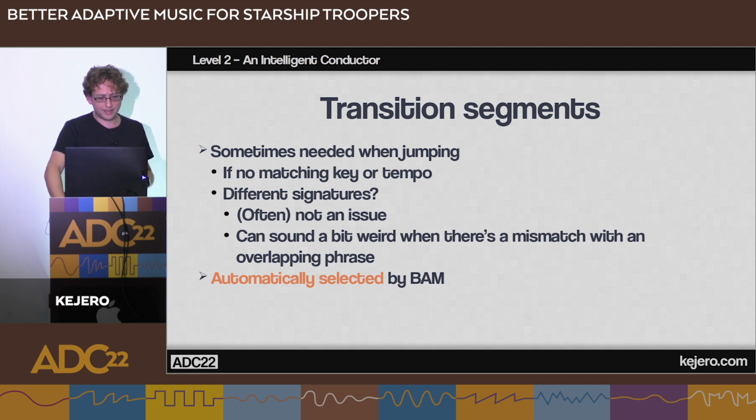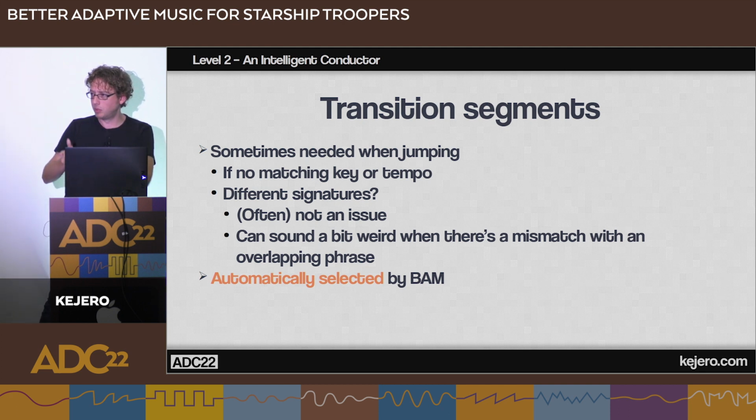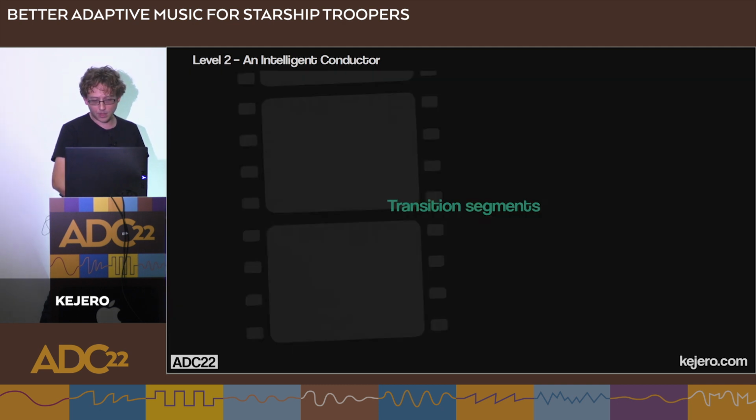But very importantly, these segments are always selected automatically by BAM. I do mark them as a transition segment, but BAM just looks at the metadata and then knows this is suitable at this moment in time to use as a transition. I have an example of that too.